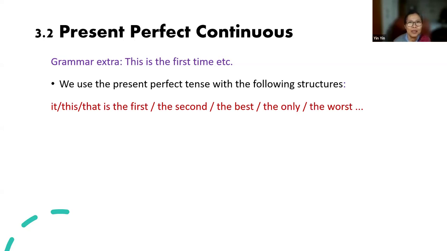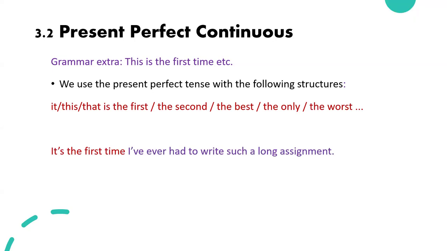We use the present perfect tense in the following structure. That is the first time. It's the first time I have had to write such a long assignment. This is the first time. That is the first time. It is the second time. This is the second time. This is the best time. This is the only time. This is the worst time.